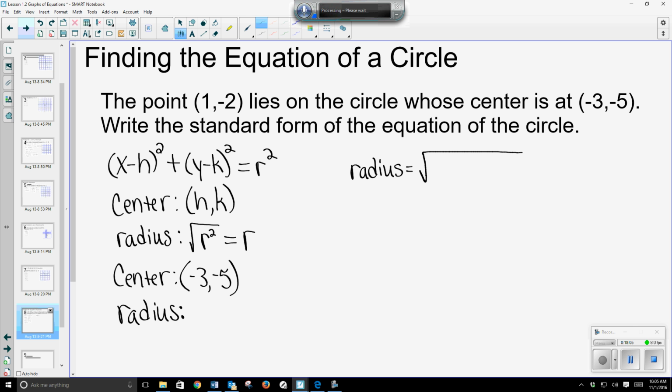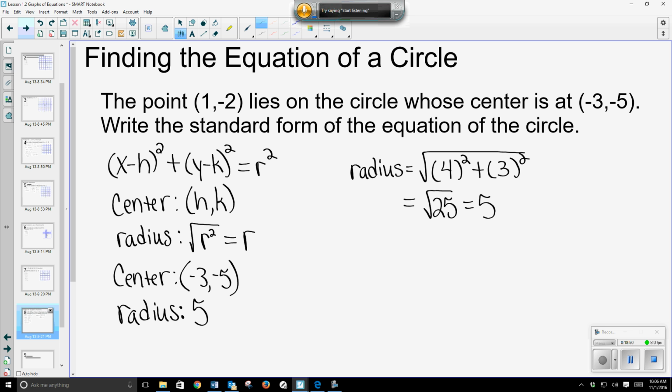is the square root of, use my shortcut, how far apart on a number line are 1 and -3? 4 units, right? From 1 to -3. If you're standing at 1 and you walk to -3 on a number line, you've moved 4 spaces. If you're at -2 and you move to -5, you walk 3, right? So that's 16 plus 9 is 25, and the square root of 25 is 5. The radius is 5.